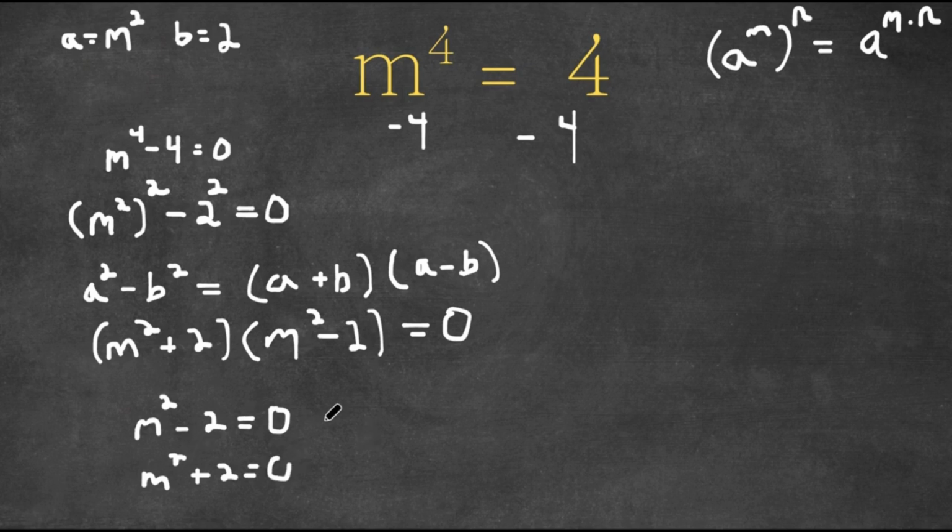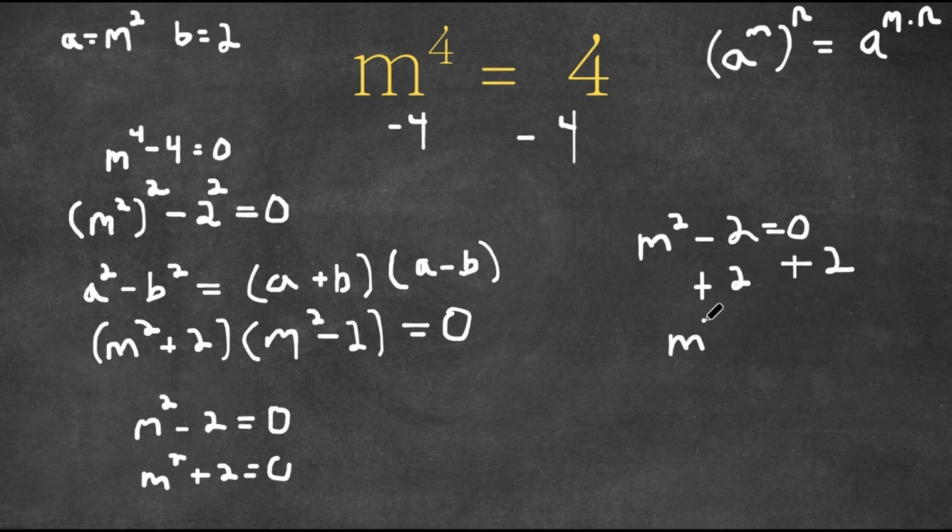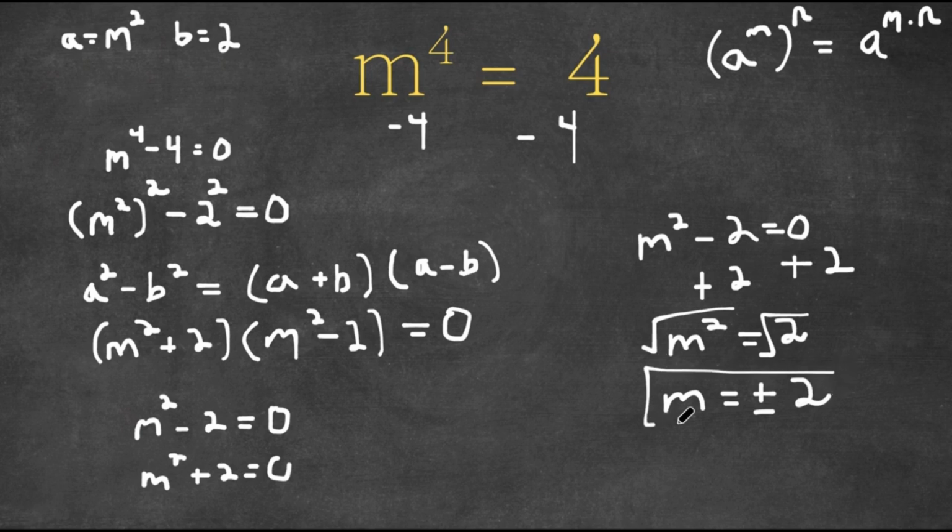So let's first start with m squared minus 2 equals 0. I'm going to write that right here. What I'm first going to do is add 2 on both sides. So we get m squared is equal to 2. Now if I take the square root on both sides, I get m is equal to positive or negative square root of 2. So these are two solutions.